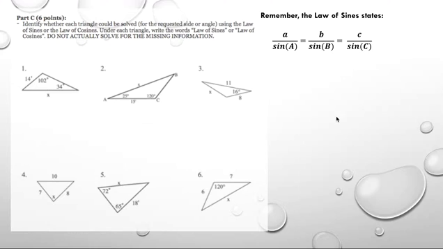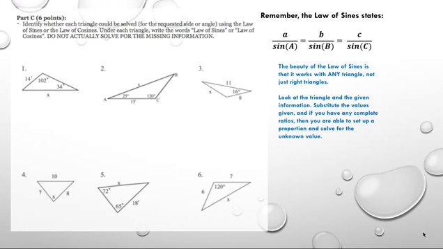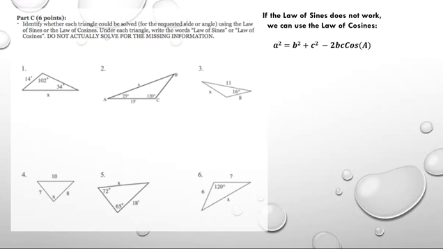So remember, the law of sines states that a over sine of A equals b over sine of B equals c over sine of C. And again, the beauty of this is that it works with any triangle, not just right triangles. So if we're given a triangle and some information, we want to substitute the values that were given and see if we have any complete ratios. If we have complete ratios, then we will be able to set up a proportion and solve for our unknown values.